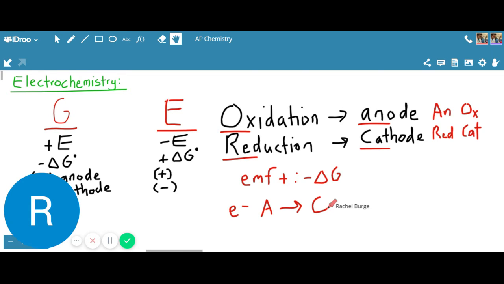So that's a couple of little things to note in the difference between the G cells and the E cells.